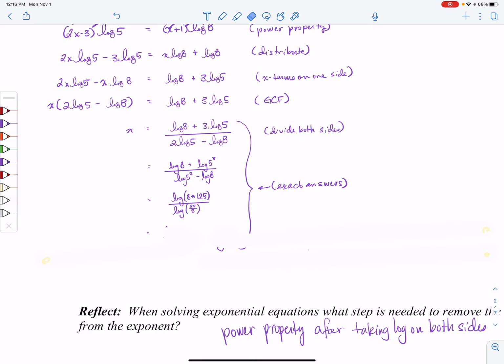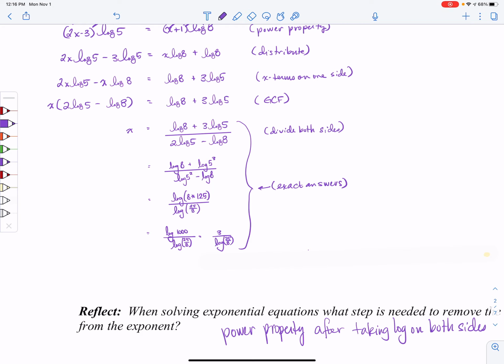After that, on top I used the product rule, and on bottom I used the quotient rule. 8 times 125 is, sorry, I uncovered the wrong thing, log of 1,000. And then on bottom, I have the log of 25 over 8, the fraction. Log of 1,000 is equal to 3.